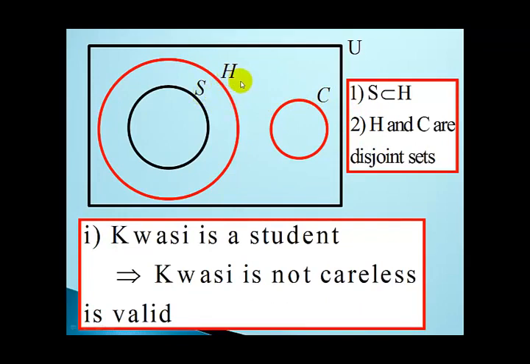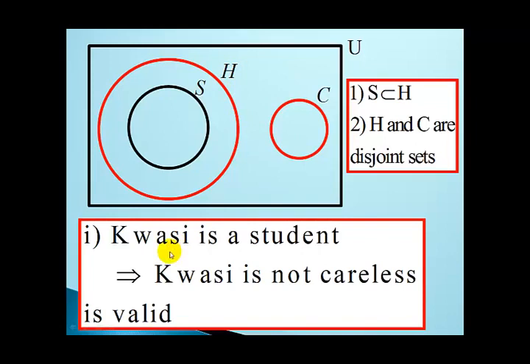Now, from the statement, the statement says that all students are hardworking. That's why S is within H. And another statement says that no hardworking person is careless. It means that the circles H and C are disjoint. They don't meet. So S is a subset of H, as you can see. And H and C are disjoint sets, because no hardworking person is careless. So they have nothing in common.